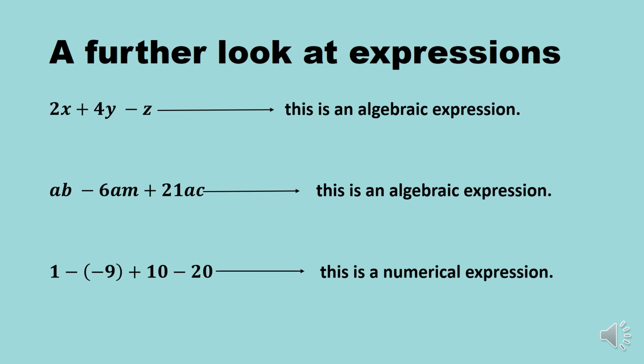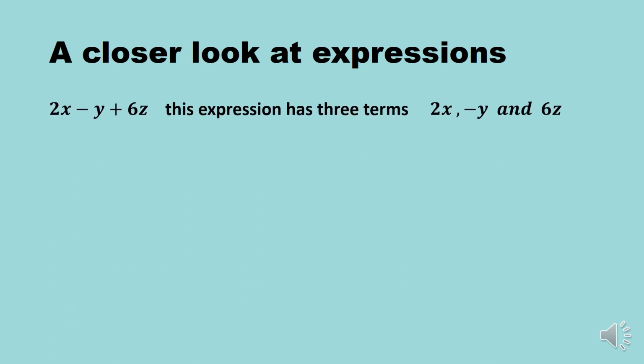All right, let's jump into another slide and give these expressions a closer look. So 2x minus y plus 6z, this expression has 3 terms. Now remember what we said about terms? I hope you are able to remember. That's great. In this expression we have 3 terms. The first term is 2x, the second one is negative y, and the third one is 6z.